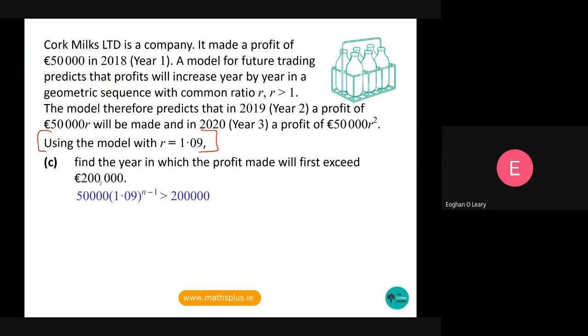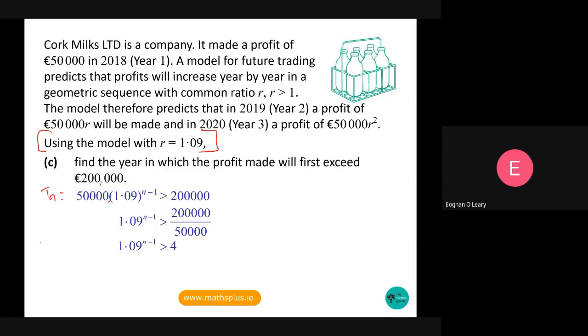So what do we have here? We know that the general term for the profit made each year is 50,000 times 1.09 to the power of n minus 1, and that's greater than 200,000. I'm going to divide both sides by the 50,000. That's obviously going to give me 4. Now I'm going to do the same thing here again. I want to solve this inequality.